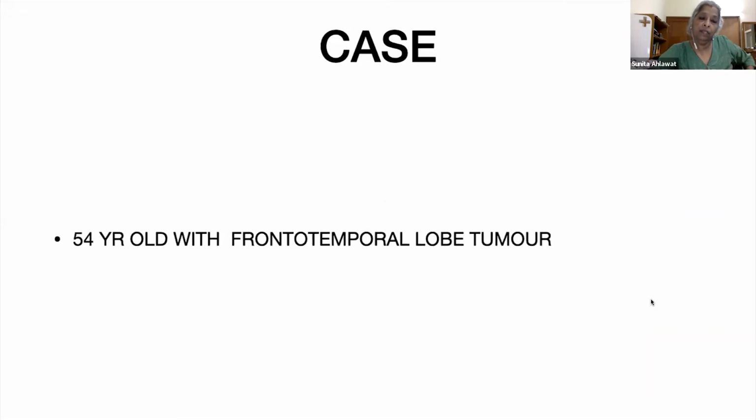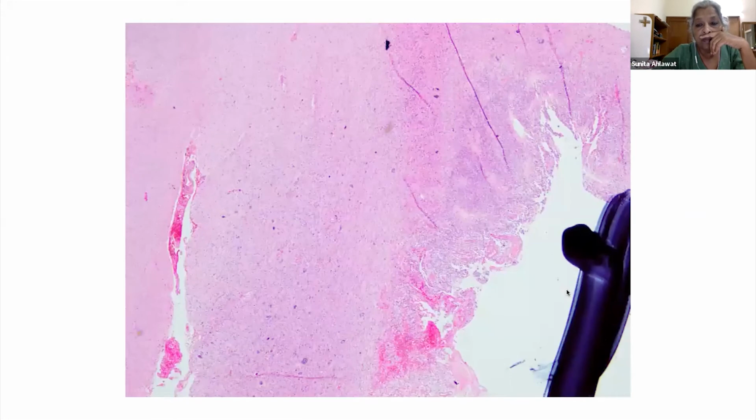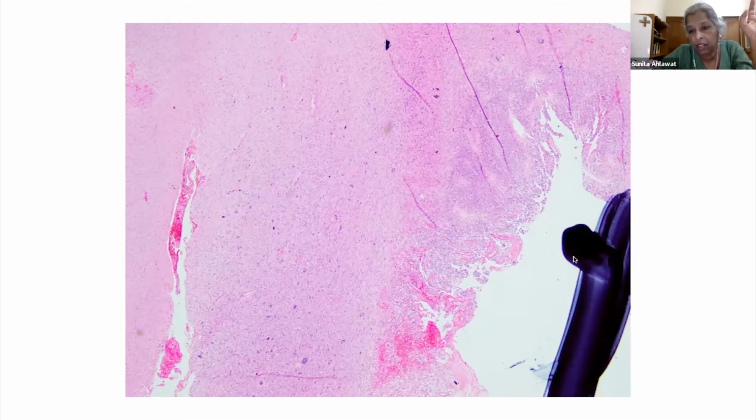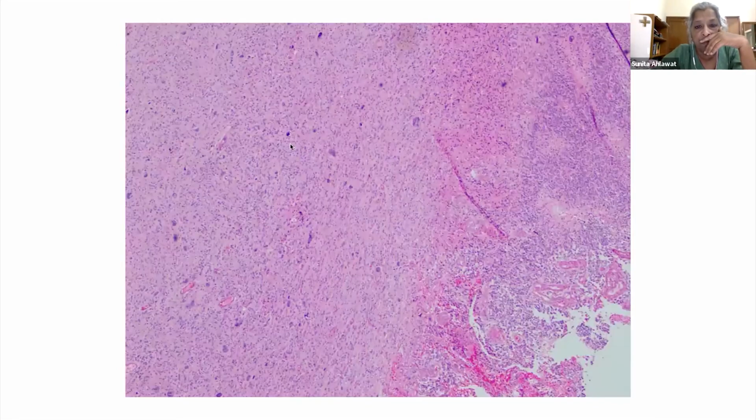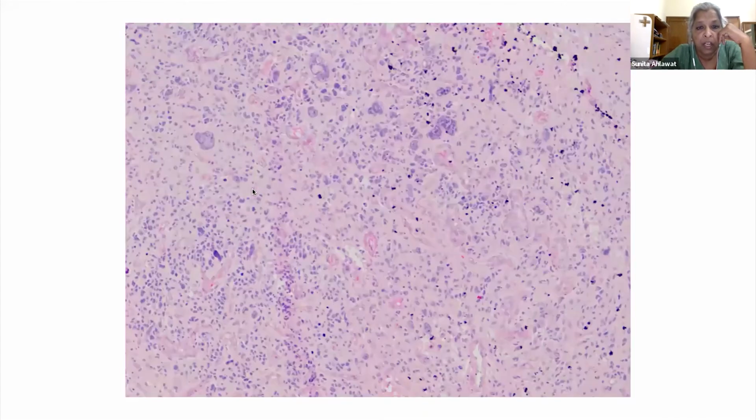This is a 54-year-old frontotemporal lobe tumor. So this is different, okay? So here at this part, you can see there is this nodule which is different from the rest of the tumor. This is a small round cell tumor, and this tumor, looking at this power itself, is a glial tumor with a lot of tumor giant cells.